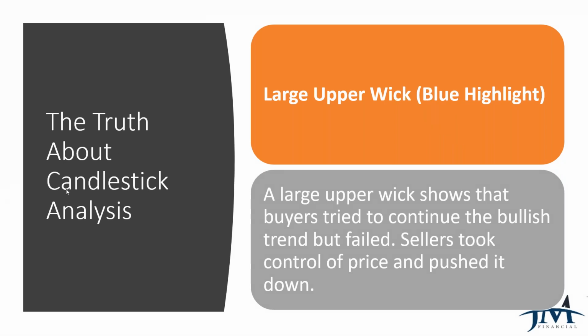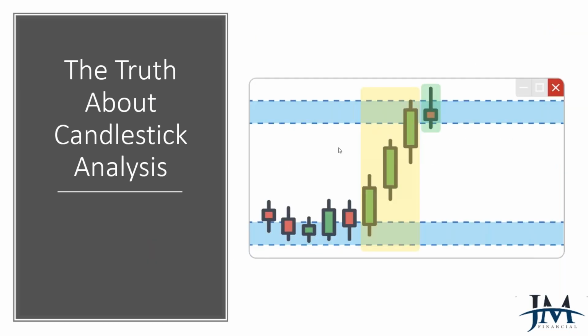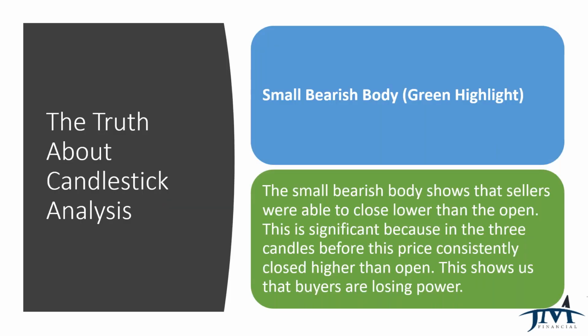So the large upper wick shows the buyers tried to continue the bullish trend but failed. Now the small bearish body, okay, that's this little body here. The small bearish body shows the sellers were able to close lower than the open. This is significant because in the 3 candles before this, price consistently closed higher than open. This shows us that buyers are losing the power.